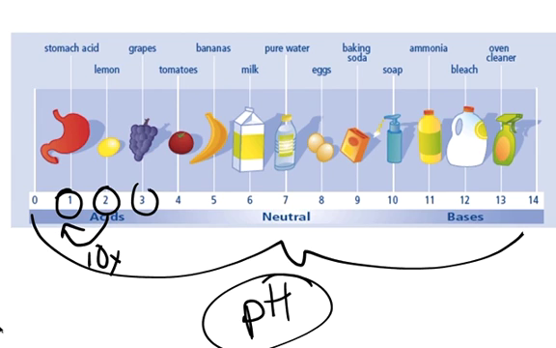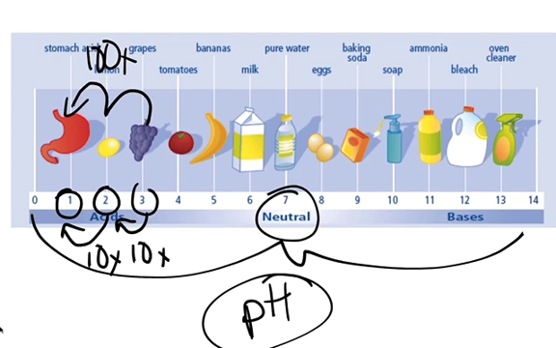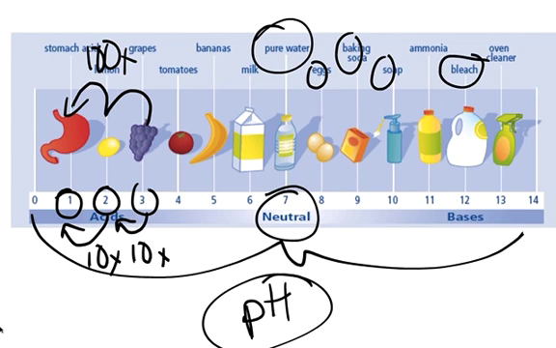So if we look at the difference between grapes and lemons, that's, again, from 3 to 2, a power of 10. So that means if we go from grapes to lemons to stomach, it's 100 times stronger of an acid. So a couple other things on our list. Notice it is based upon pure water. That's a pH of 7. Things that have higher pHs we think of as bases: eggs, baking soda, soap, up to things that are very strong like bleach and oven cleaner.